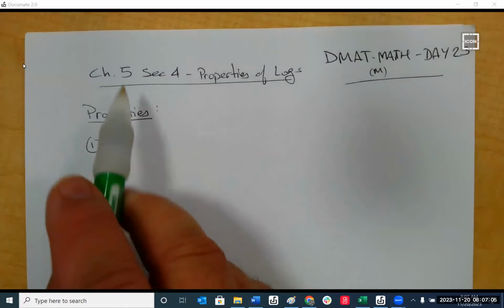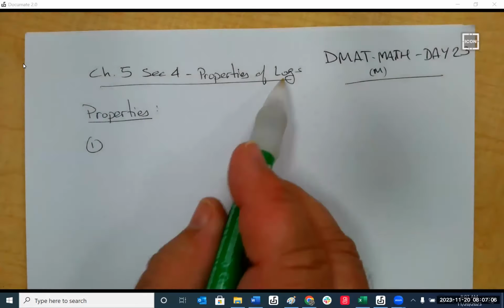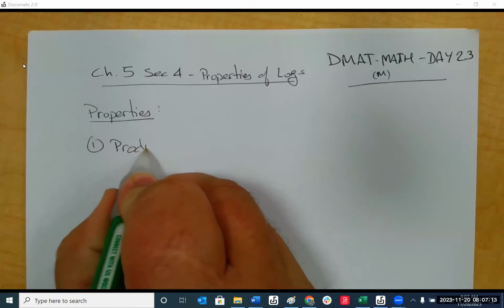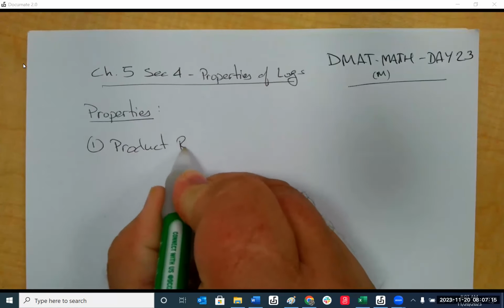Yes, today we're going to do chapter 5, section 4, properties of logs. So we're going to go through all the properties first. First property is called the product rule.